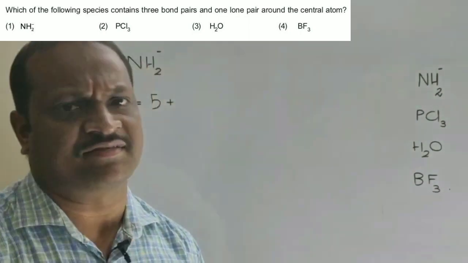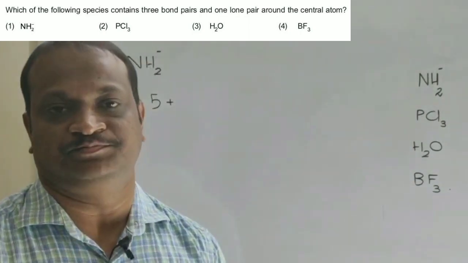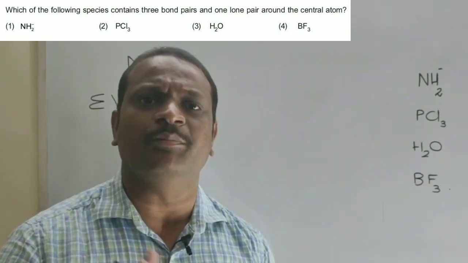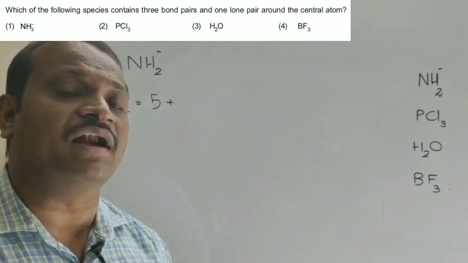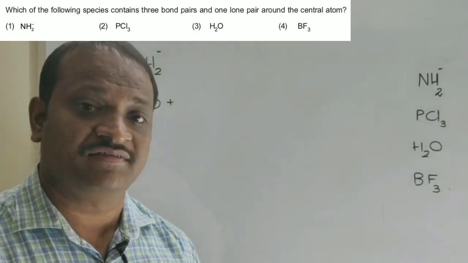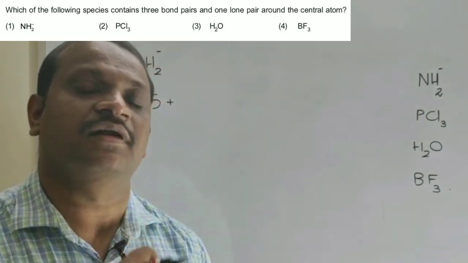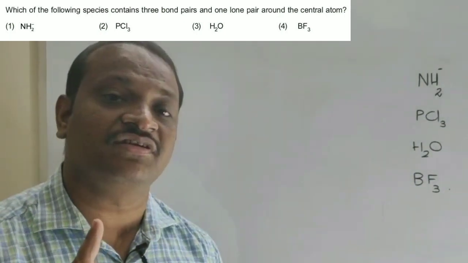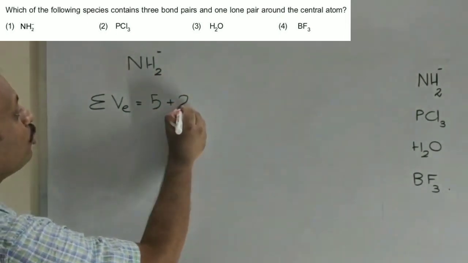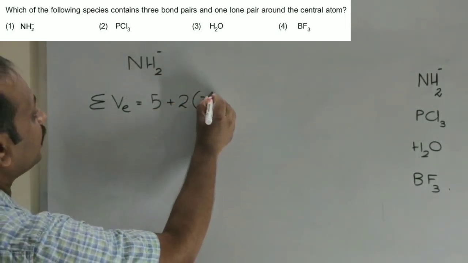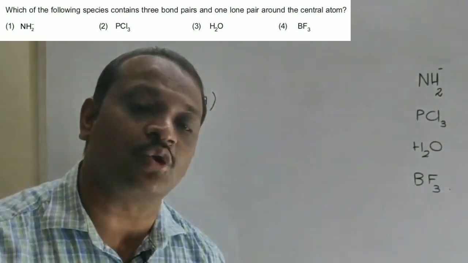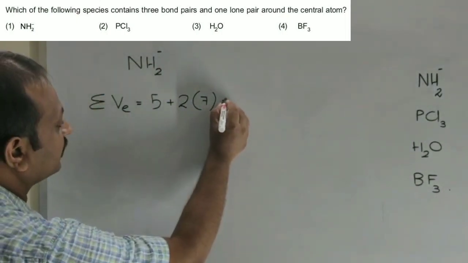Hydrogen has 1 valence electron. But this is just a method only, there is no other proof. In this method, we need to consider the valence electron of hydrogen as that of a halogen. Means, in this particular case, we are considering the valence electrons of hydrogen as 7. So how many hydrogens are there? 2 hydrogens, so we have 2 into 7. And 1 minus charge is there. What is the meaning of minus charge? 1 extra electron. So you need to add that electron.